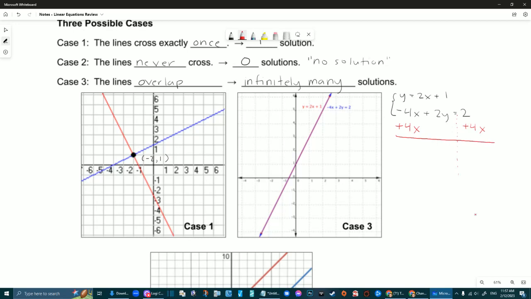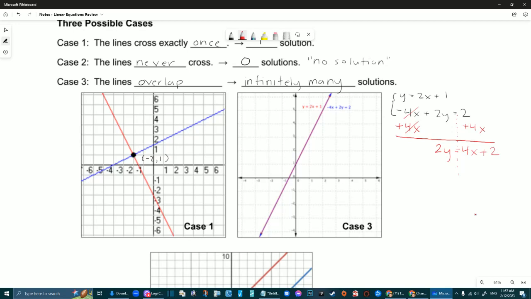When I do that, on the left, minus 4x plus 4x, that's a zero pair. Those go away. So I'm left with 2y. On the right, one term has an x in it, one term is a constant. I know that I can't combine those, so I'm just going to write this as 4x plus 2. You could also write it as 2 plus 4x, but I know in slope-intercept form I want the x in front.